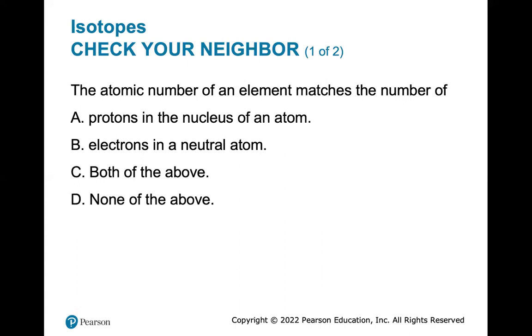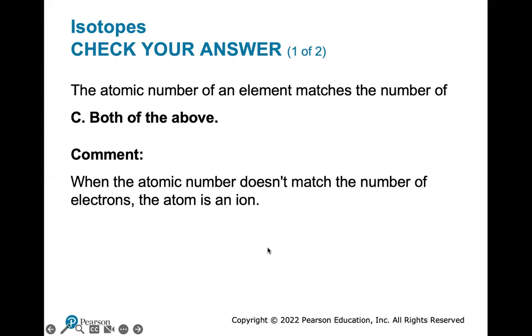If it just said electrons in an atom, that could be false because you can very easily lose an electron. So let's look at the answer. Both of the above. When the atomic number doesn't match the number of electrons, the atom is an ion.